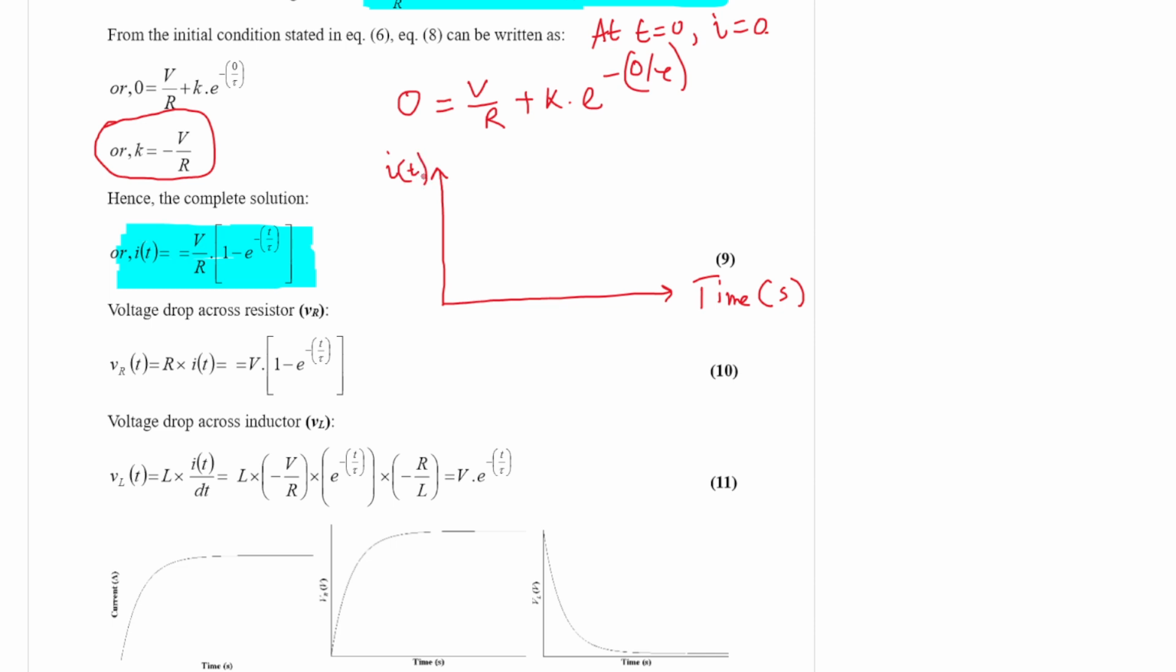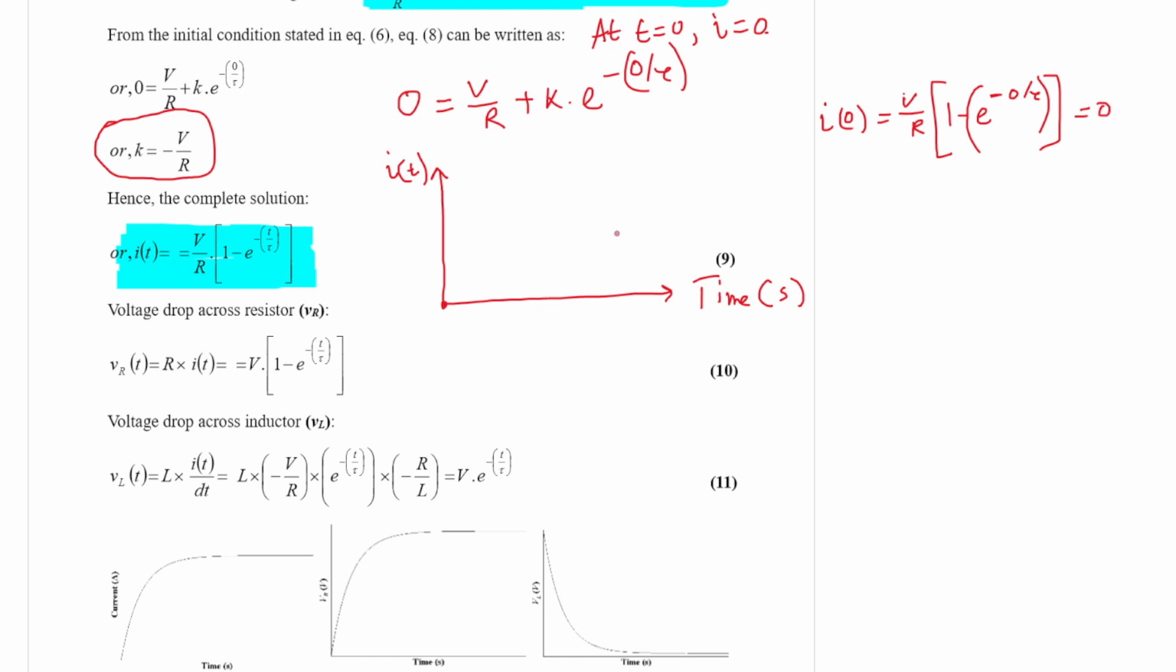So from this expression you can clearly understand that when t is equal to 0, I0 will be equal to 0. Why? Because this is V by R that multiplied with 1 minus e to the power minus 0 by tau. So e to the power 0, this term will be 1, so 1 minus 1 will be 0, so I0 will be 0.